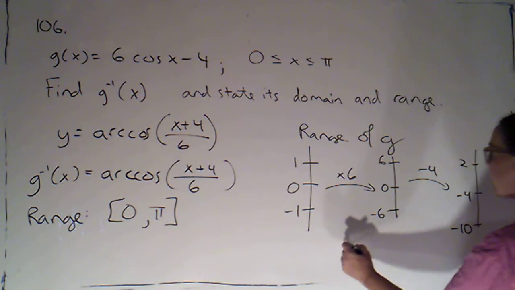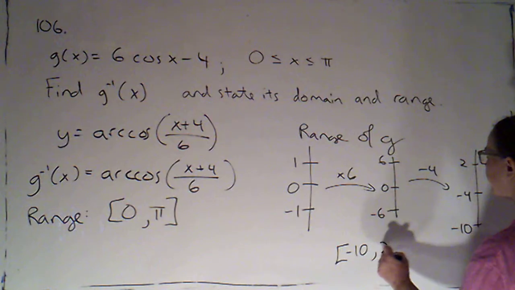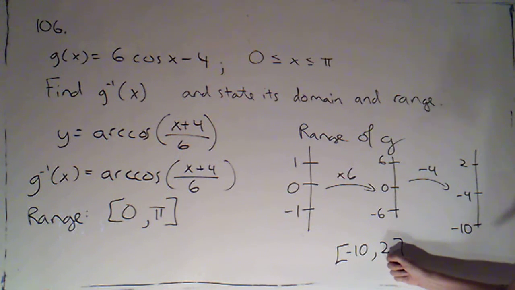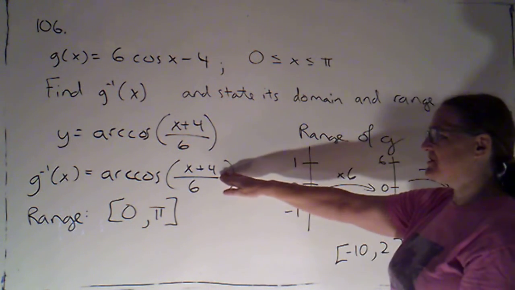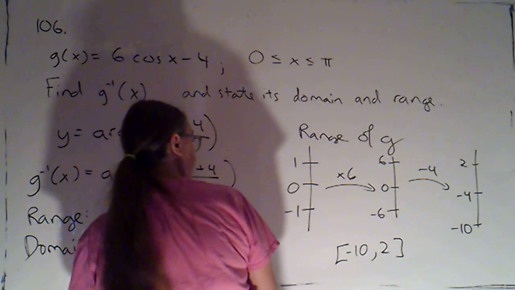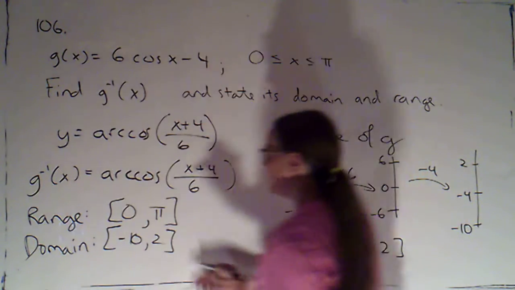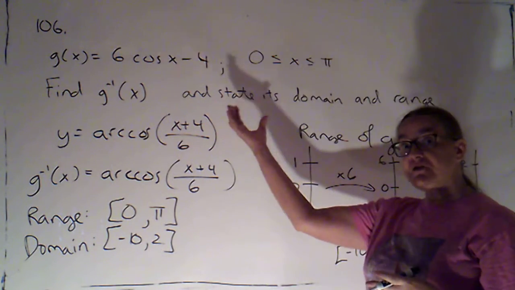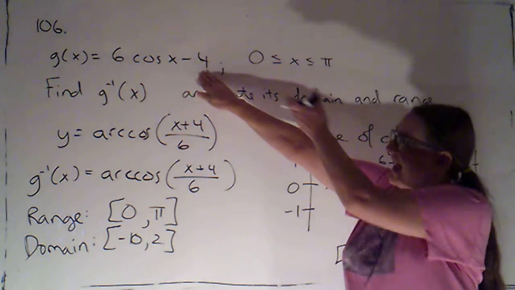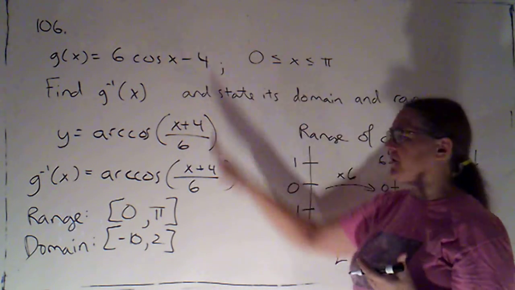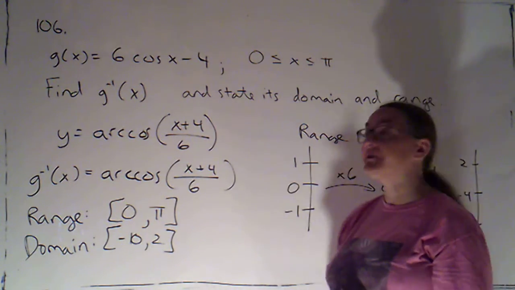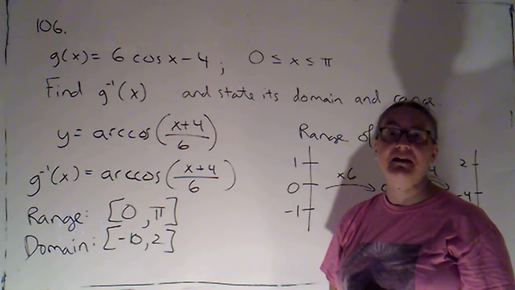So I can see that the range of g would be the interval from -10 to 2. Those are the y values I can get out of g, but that means those are the x values that I can plug into g inverse. So the fact that the range of g is the domain of g inverse is really powerful because we're familiar with how this affects the graph of g much more than we're familiar with how this affects the graph of g inverse. So I think that's the simplest way to find the domain of this particular function.